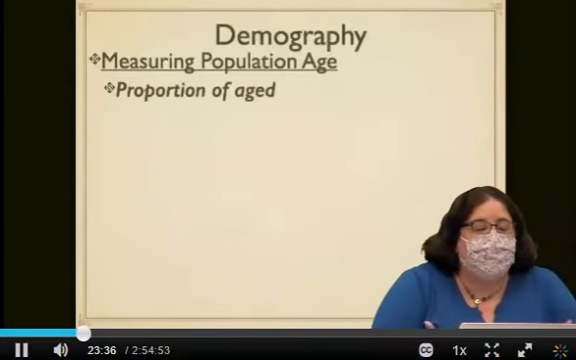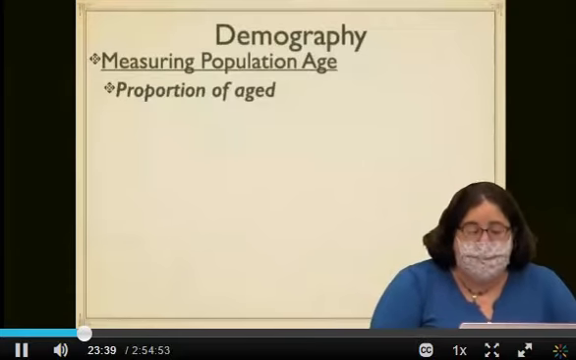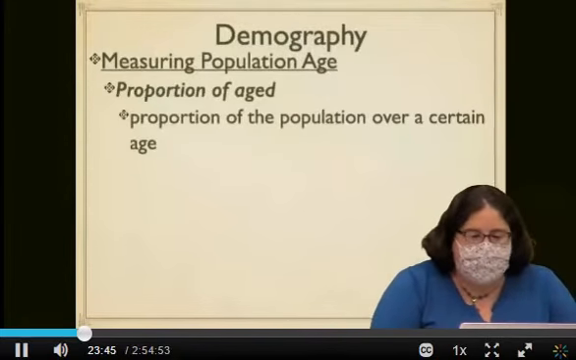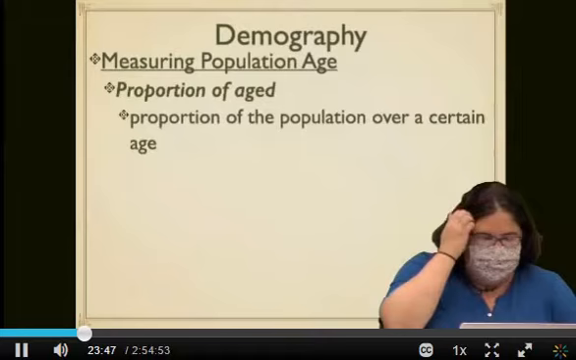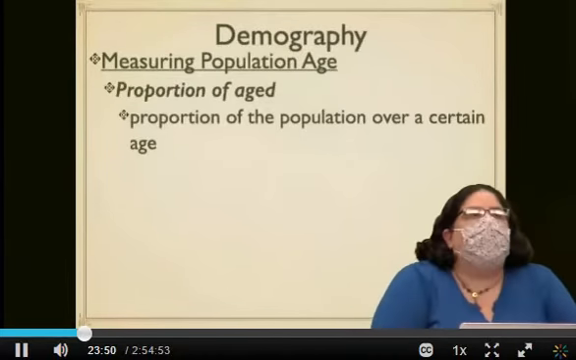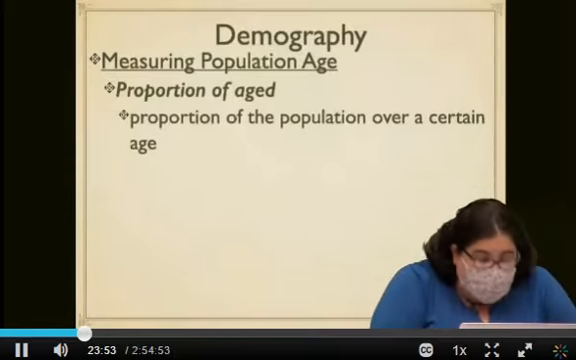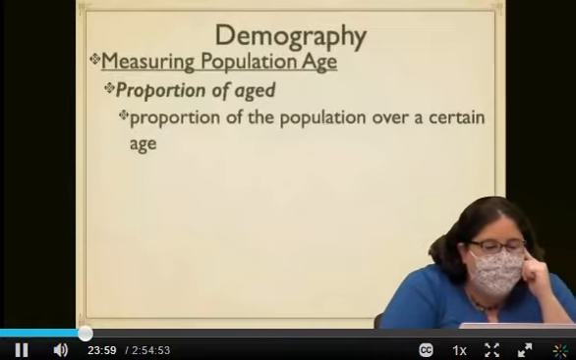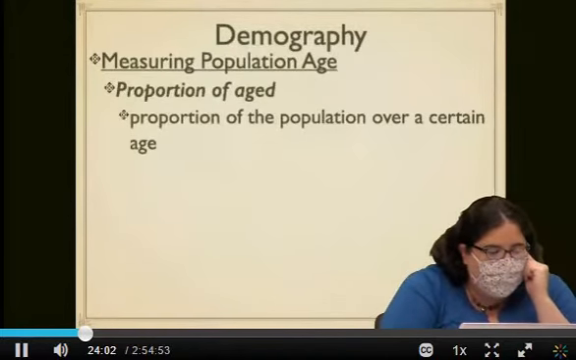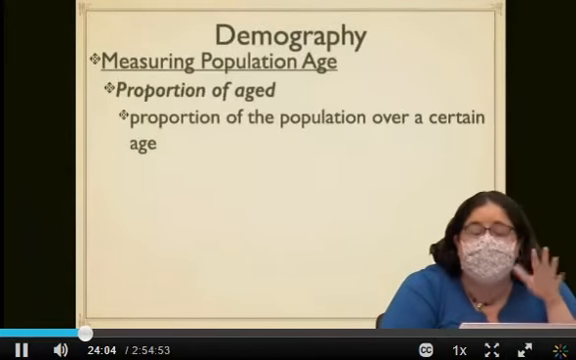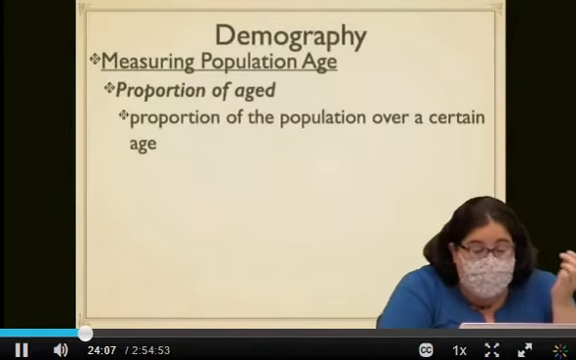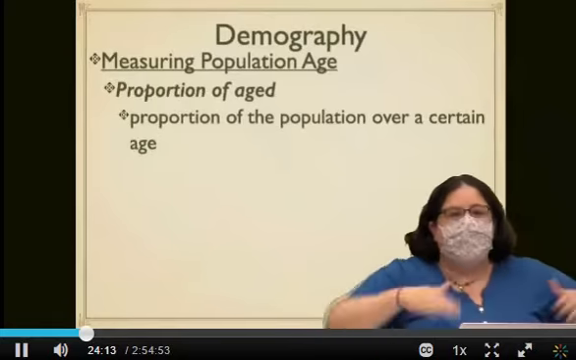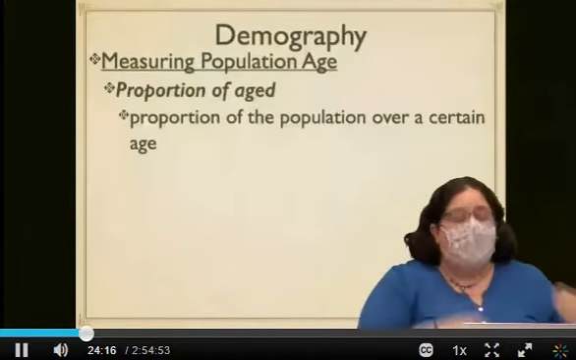Another way to measure the population's age is as a proportion, the proportion of the aged. That's the proportion of the population over a certain age. So the World Bank, the age that they pick is 65. Remember I said some are 60, some are 65. According to the World Bank, the proportion of people in the U.S. over the age of 65 is about 15%, whereas in Japan, the proportion of people over the age of 65 is 27%. So many more people who are older are in Japan.